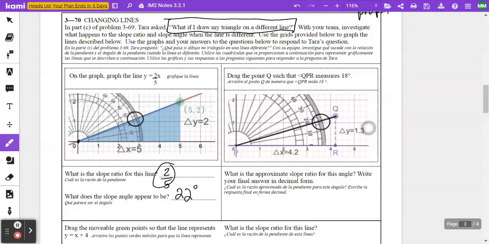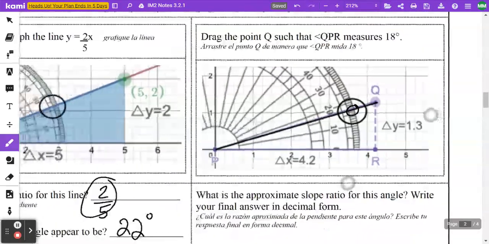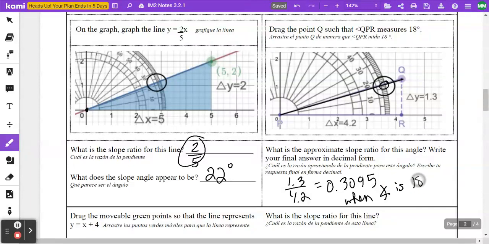Now I've got another one. On this problem, we would have dragged the point Q such that we had an 18-degree angle. I've done that for you. Here we have 18 degrees. What is the approximate slope ratio here? Well, it's 1.3 over 4.2, but those aren't really numbers that I'm used to dealing with, so I'm going to do the division on my calculator. Let's see, 1.3 divided by 4.2 is 0.3095, about. So the slope ratio for this line would be about 0.3095 when the angle is 18 degrees.